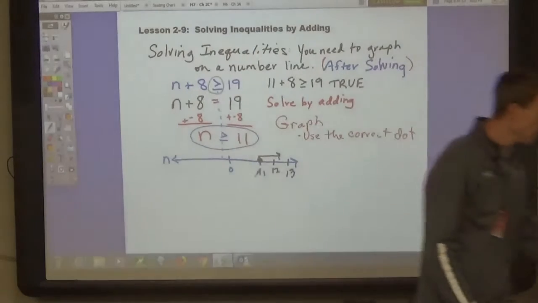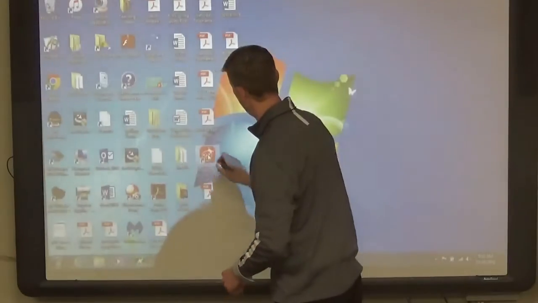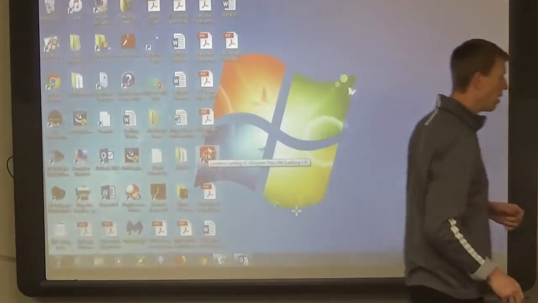I have a worksheet for you to practice this. This will make it easier to practice. So, pass these across. Okay. Take a look at our worksheet.